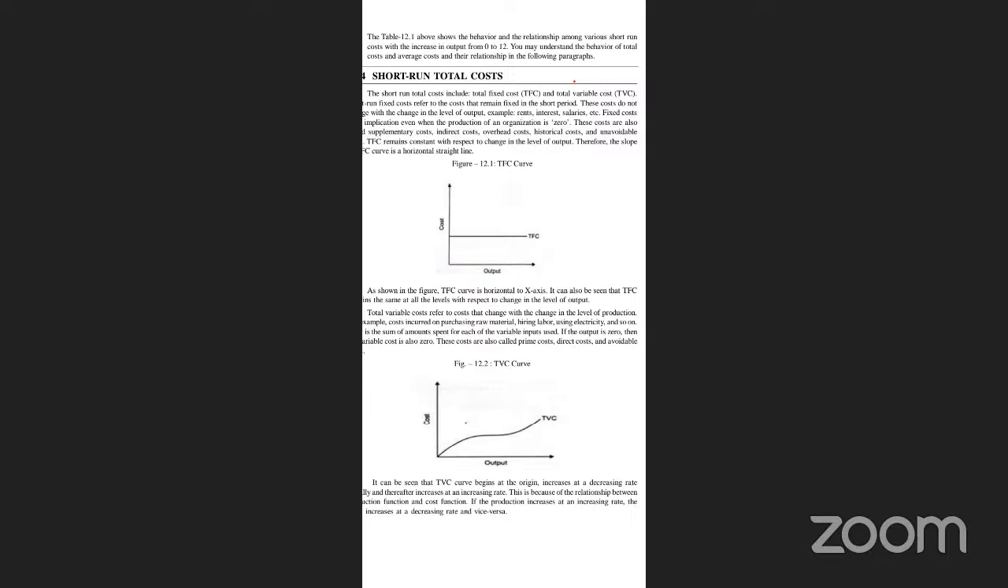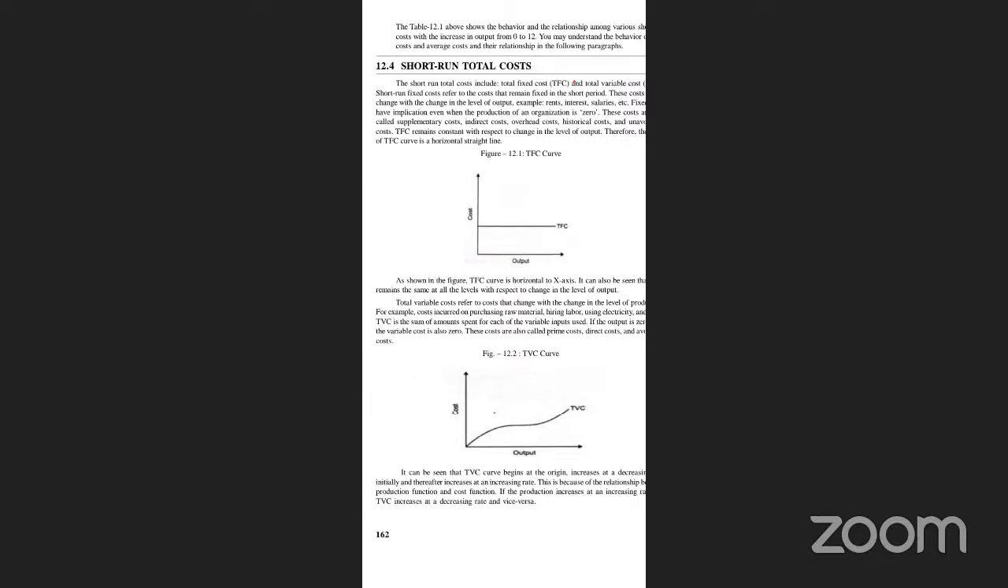Whereas the TVC curve fluctuates. It all depends on the quantity being manufactured. As the quantity changes, the cost will also change. As the quantity increases, the cost also increases, so it goes slightly upward. The origin begins from the point of intersection of the x and y axes, and slowly it moves upward. With the increase in every single output, the variable cost also increases.